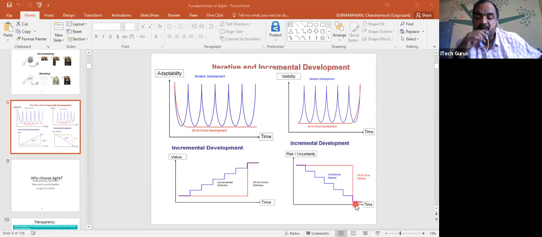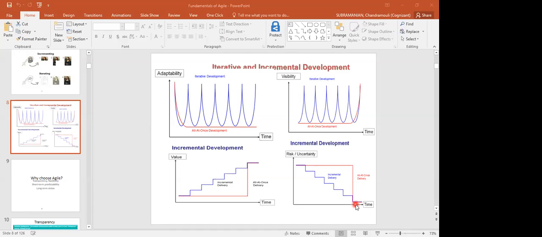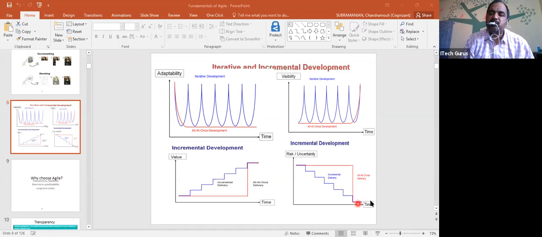Fail early is the principle of agile. Fail early, that means what? You are allowed to fail, but when you need to fail, you need to fail early. How did all of us learn? By mistakes. Yes, that is what is called fail early.